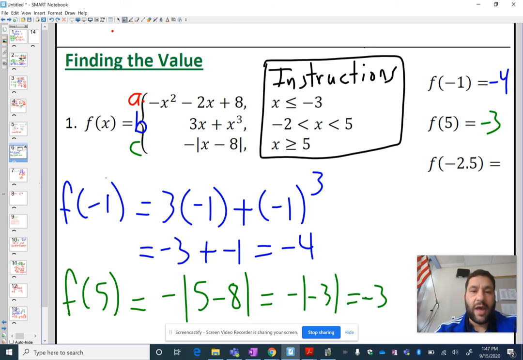Well, what about f of -2.5? Let's see, -2.5 is where? If we're looking at our instructions, let's see, is it less than or equal to -3? It's somewhere in between the -2 and the -3.